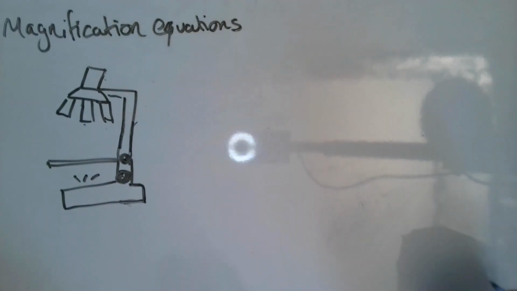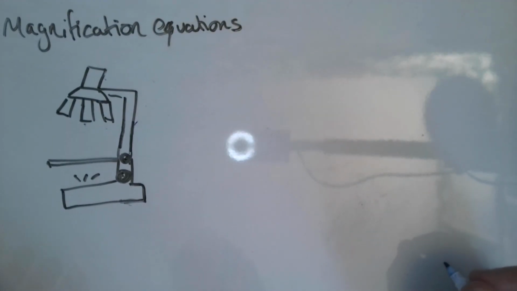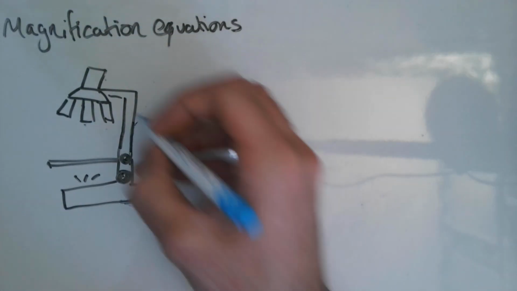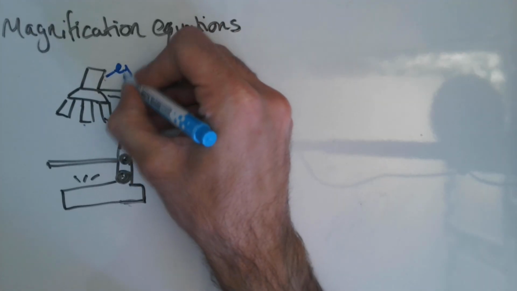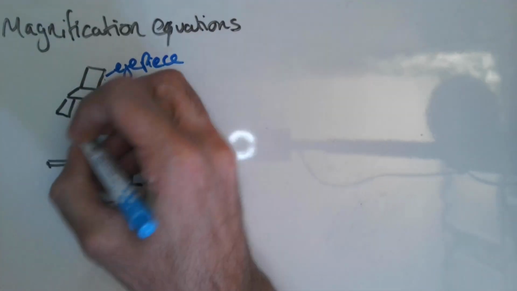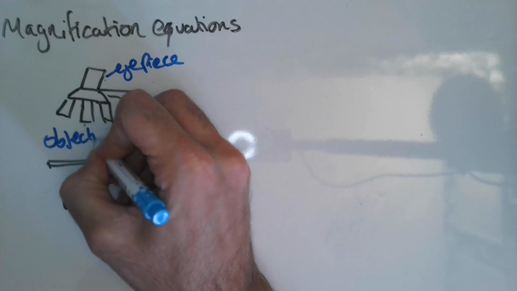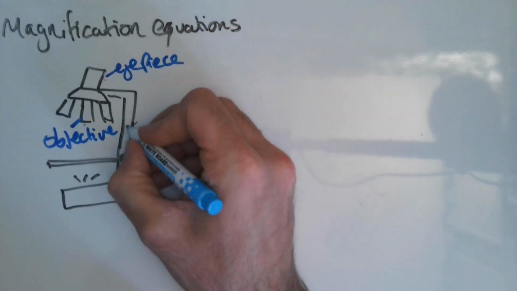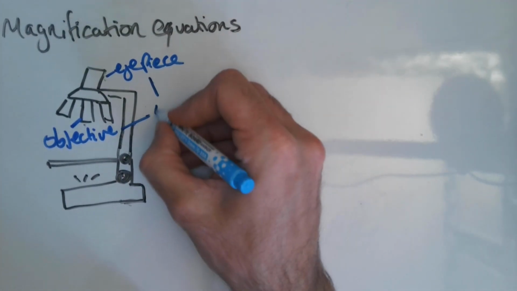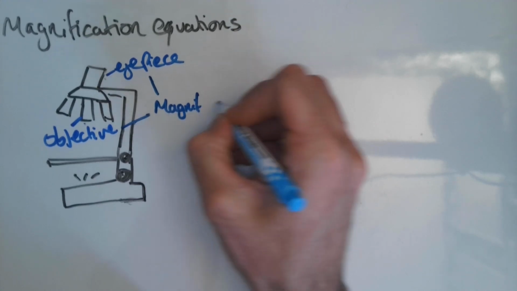So today we're going to look at the two main equations that you need to know regarding magnification. The first one is really simple, and it looks at the relationship between the eyepiece and the objective lens. Now all you need to consider is that both these two together magnify the image.